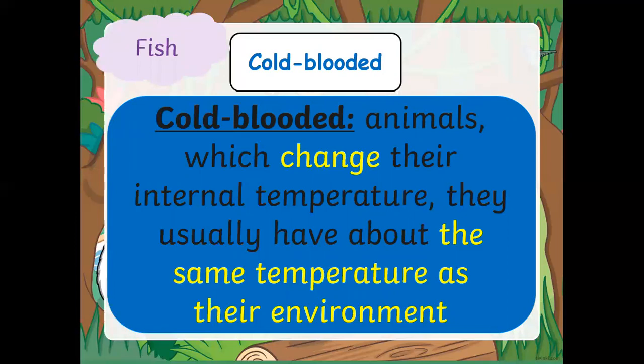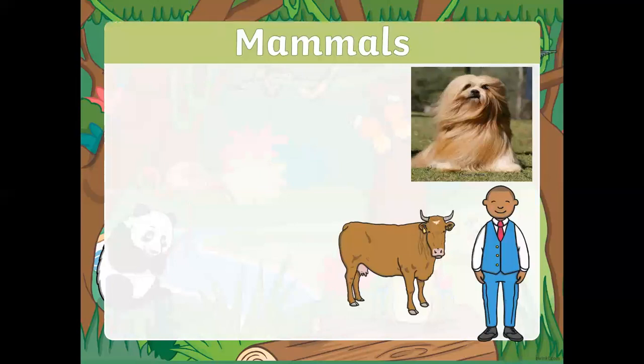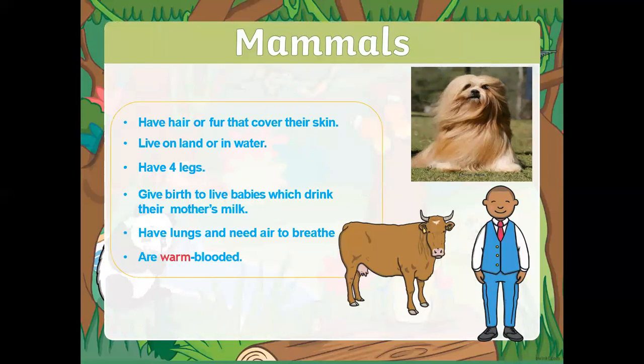Fish, reptiles, and amphibians are cold-blooded. Okay, we will talk more about it now. The first group we have today is mammals. Humans are mammals. The mammals have specific features. Any animal that has these features, I will put under the mammal group. The first feature is having hair or fur that covers their skin.